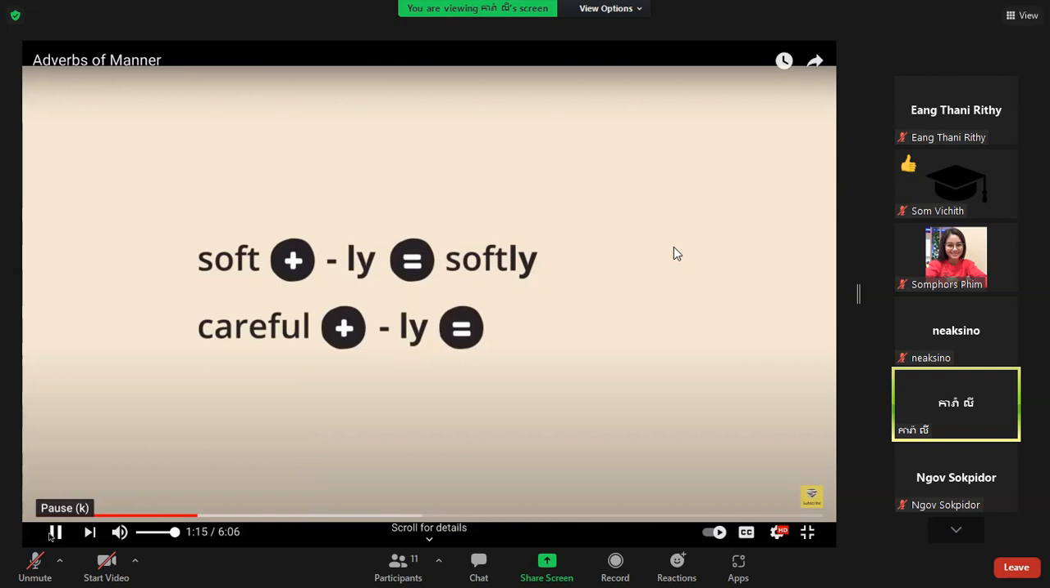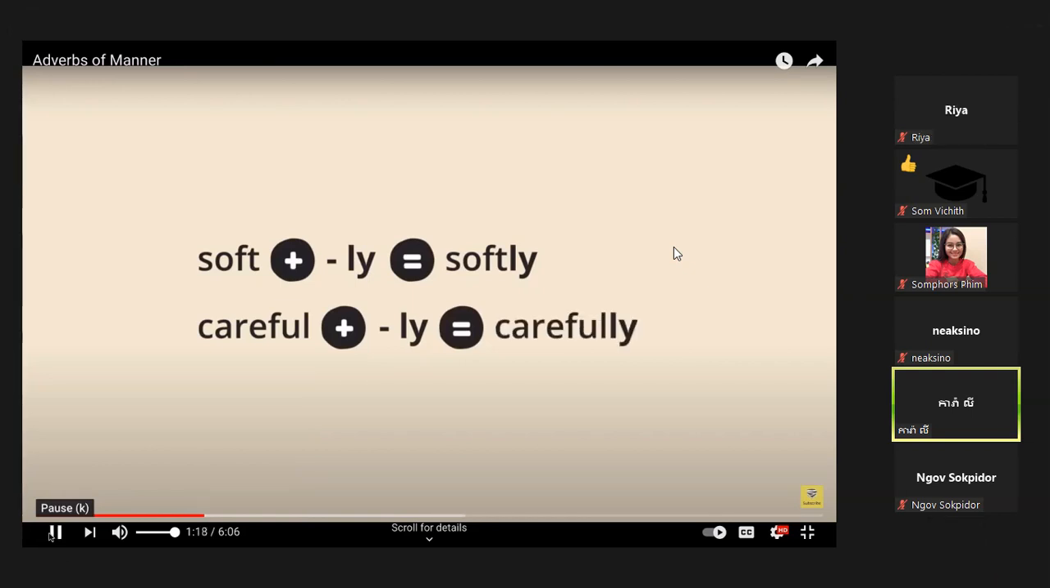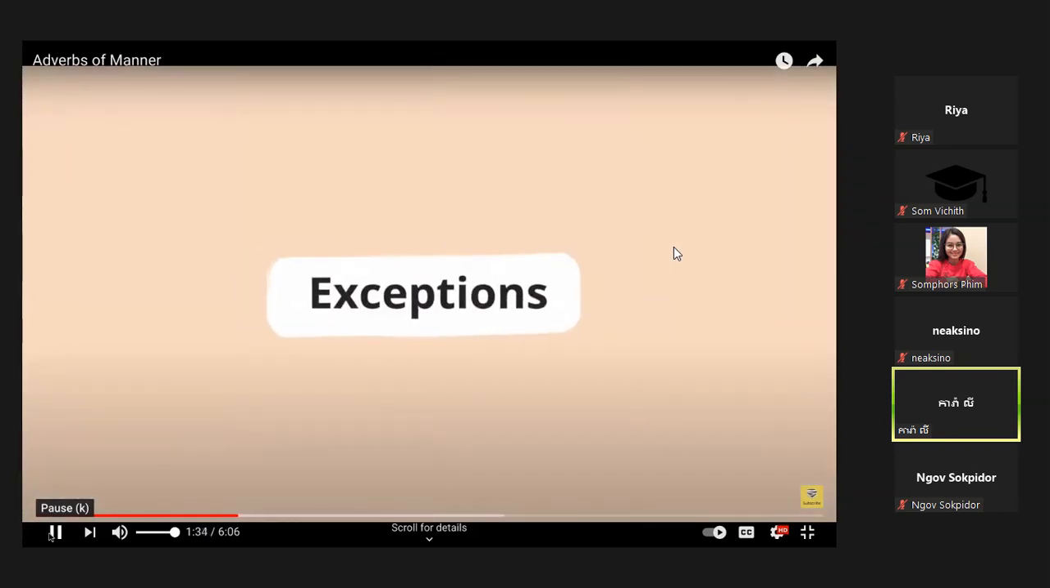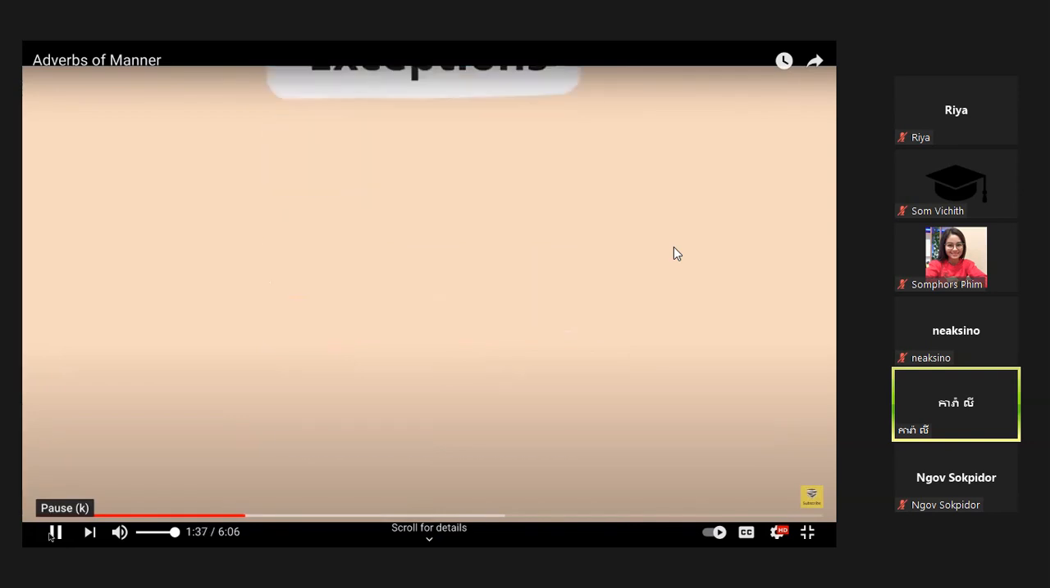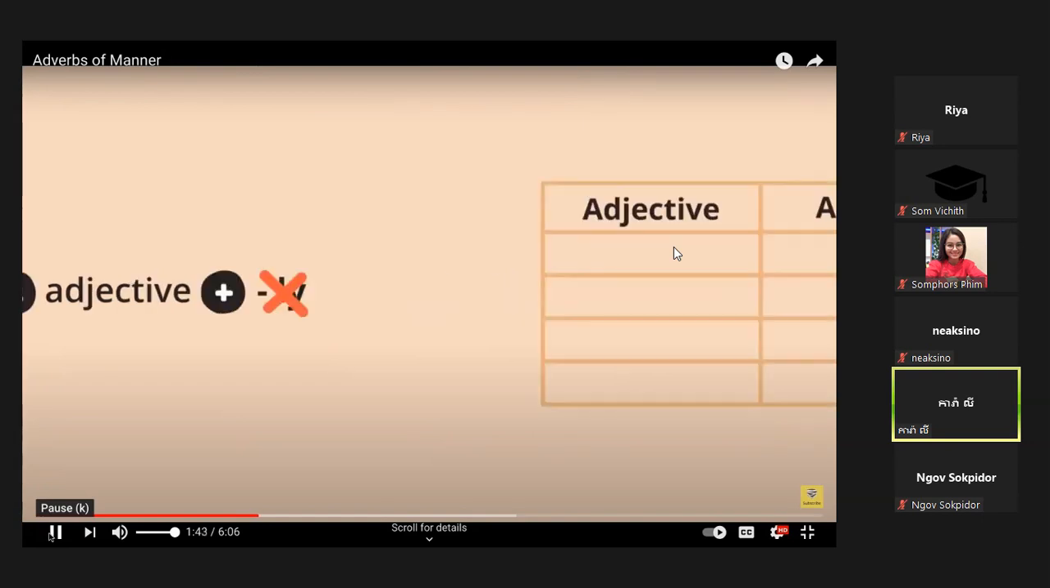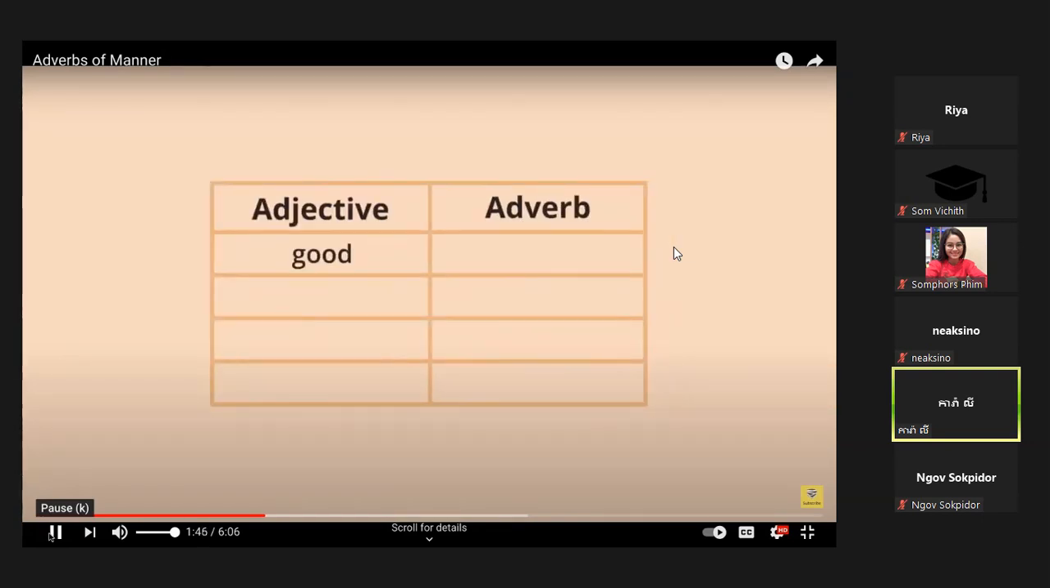Okay. Comes the adverb carefully. The adjective noisy becomes the adverb noisily. When we add ly to an adjective that ends in y, the Y changes to I. There are a few exceptions to the ly adverb rule. Some adverbs of manner don't end in ly. For example, the adjective good becomes the adverb well. A few adjectives and adverbs even have the same form, including fast, hard, and late.